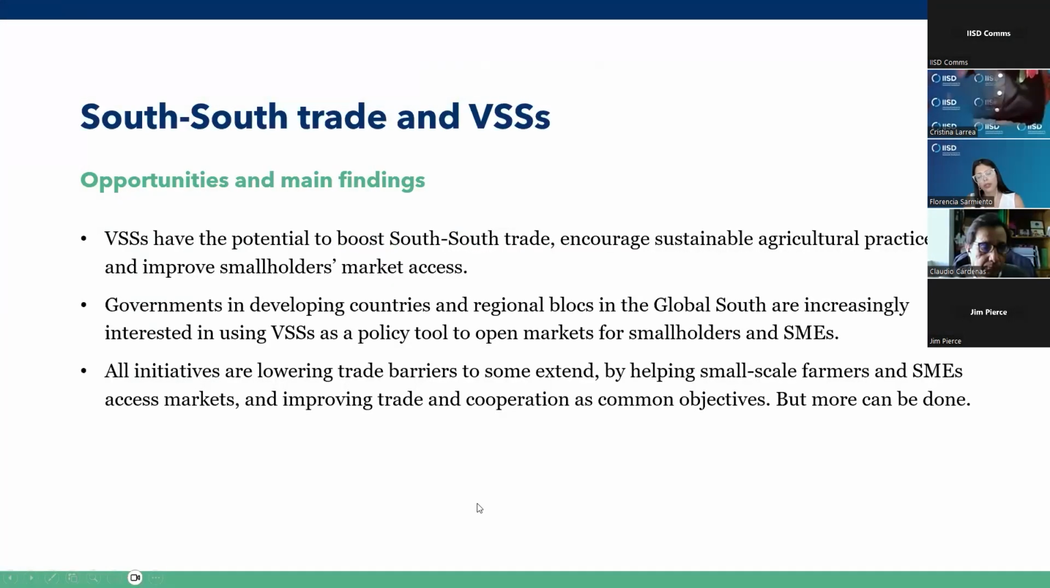The main conclusion of our report is that governments in developing countries are increasingly interested in using VSS as a tool, and they are trying to address and tackle the problems that directly or indirectly prevent their adoption. What we found is that there is a common objective to lower trade barriers, to help smallholder farmers and SMEs access markets, to improve agricultural practices, and to also increase trade and cooperation.